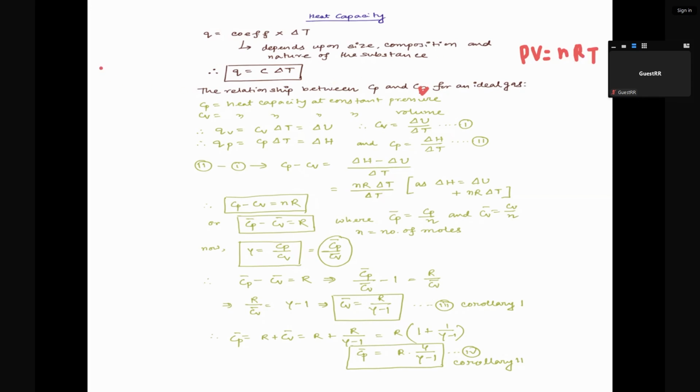If we take a van der Waals gas, we have a very complicated equation, P plus a n squared by V squared, into V minus nb, equal to nRT. So for our easy understanding, we will be talking about the ideal gas system. This is the van der Waals gas equation, which is a bit complex. But in the case of the ideal gas, the equation is PV equal to nRT. Since this equation is much simpler, we will be taking this for our easy calculation.